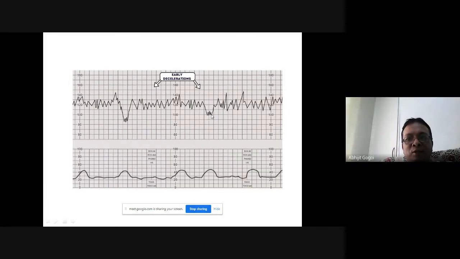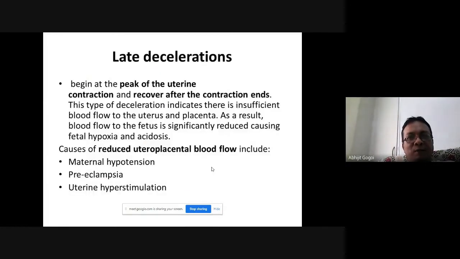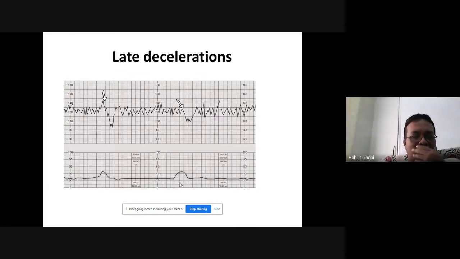Second deceleration also falling at the uterine contraction. This is early deceleration. Now, if you find late deceleration, this is called late. You see, in this deceleration the heart rate has gone down. It is not falling on the contraction of the uterus. It has gone a little bit late. That's why we call it late. If you draw a straight line, it is falling here, late deceleration.